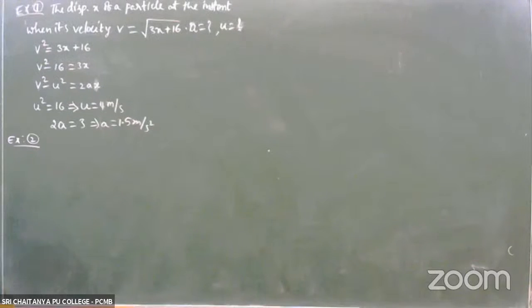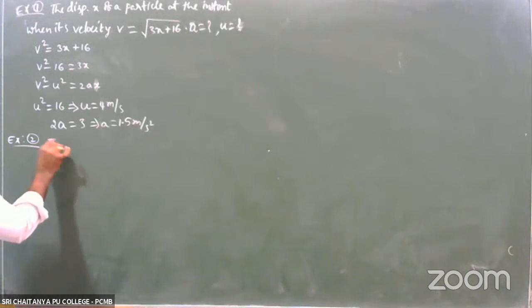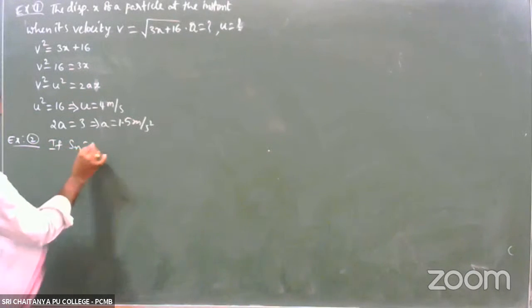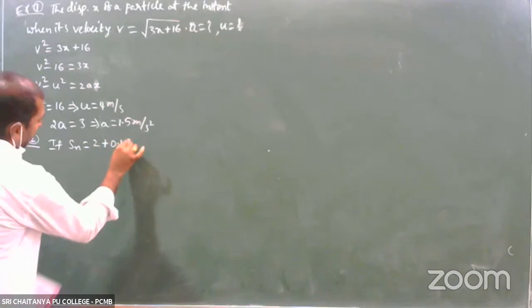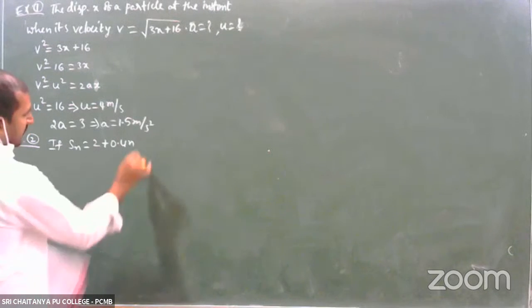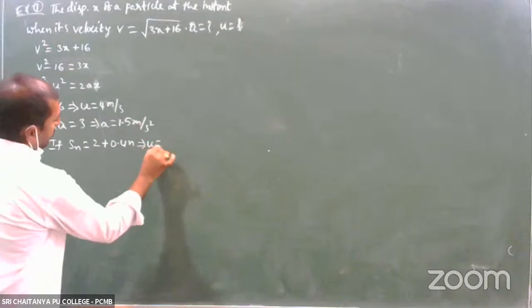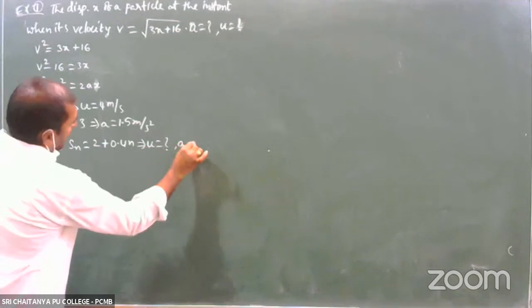Next, the second one. If Sn is equal to 2 plus 0.4 n, find initial velocity and acceleration. Same thing: u is equal to question mark and a is equal to question mark. See how you can calculate it. You should write it in the form of a formula.